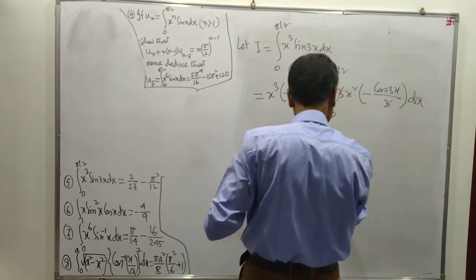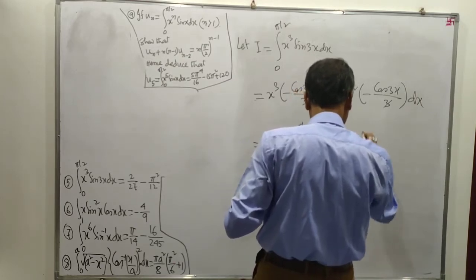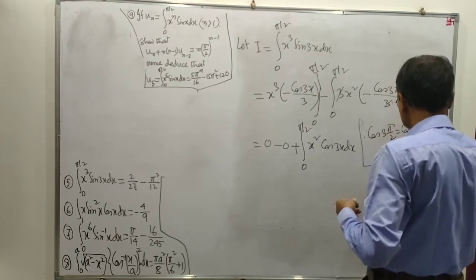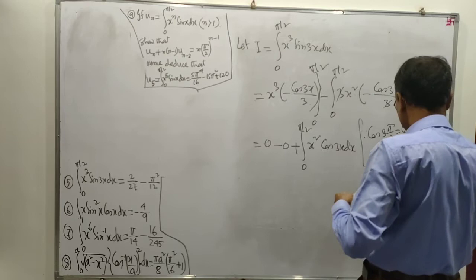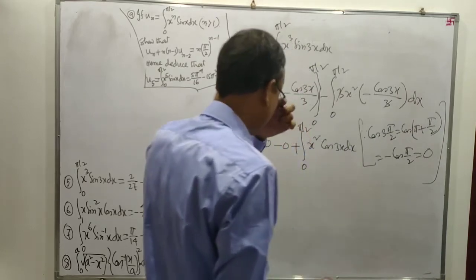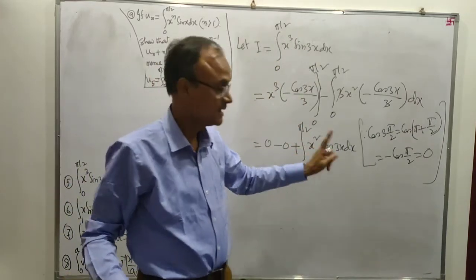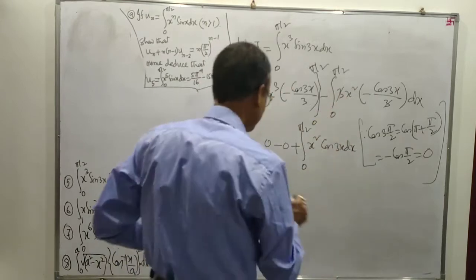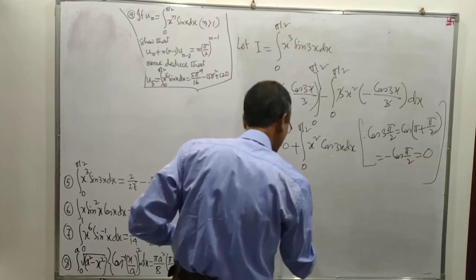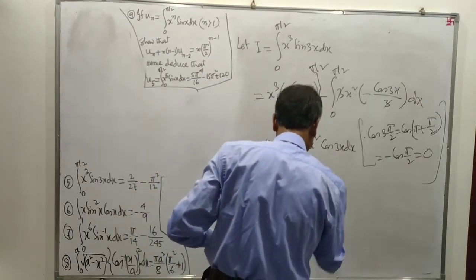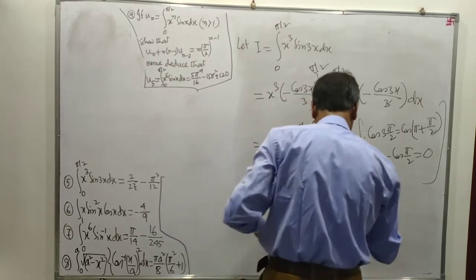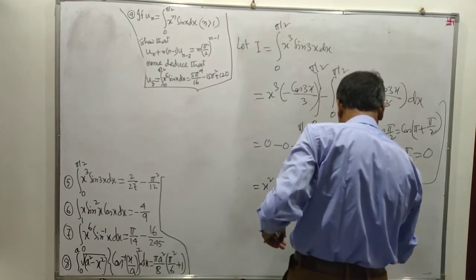It will be 0 to pi by 2. The 3 will be cancelled. X square cos thrice x dx. Since 3 times pi by 2 equal to pi plus pi by 2, cos of it is equal to minus cos pi by 2 equal to 0. It will be equal to 0. Now integrate this by parts, taking cos thrice x as the second function. This is equal to first function x square, into the integration of cos thrice x, 0 to pi by 2, minus integration 0 to pi by 2 of the differentiation of this into the integration of this, whole integrate.